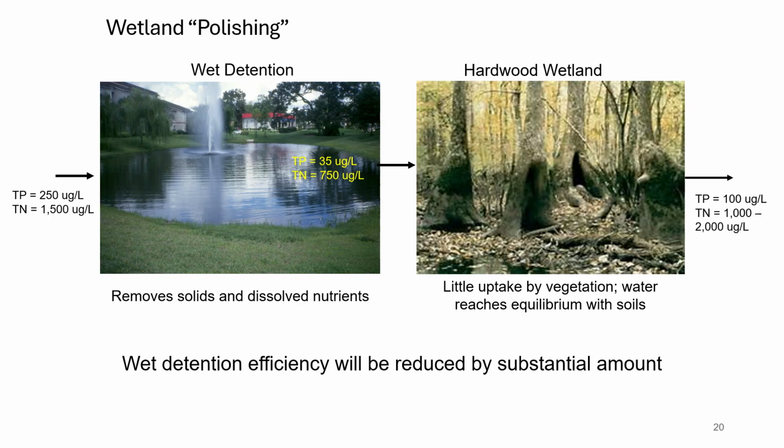Then, the water flows into a hardwood wetland, which acts as the ultimate polishing stage. Through the complex biological and chemical interactions within this type of wetland, nutrient levels are further significantly reduced. We can achieve very low concentrations, such as 35 micrograms per liter for total phosphorus, and approximately 750 micrograms per liter for total nitrogen. This demonstrates the powerful role of these advanced wetland systems in achieving stringent water quality targets.